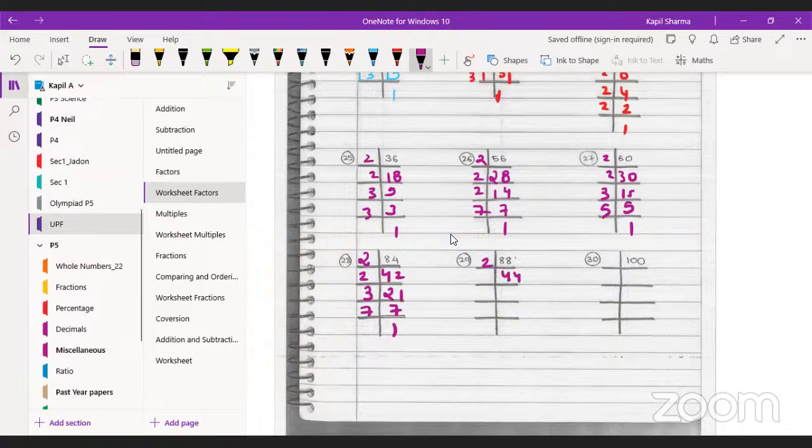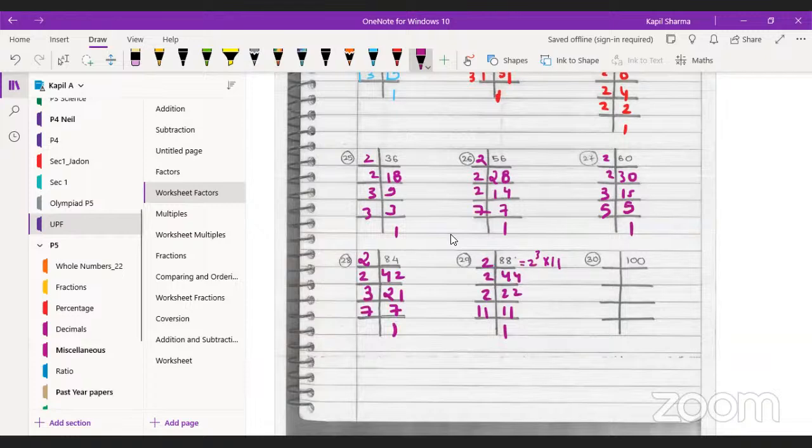88. So 2 and finally 11. Okay, last one. Just write the prime factors. Okay. 100. Swastik, 2 to the power 3. 2 to the power 3 times 11. Yeah, that is 88. Okay.